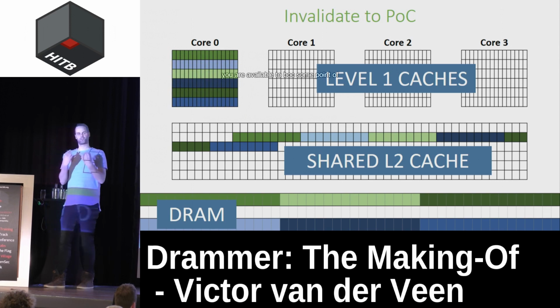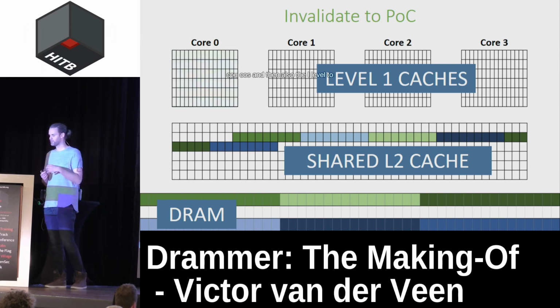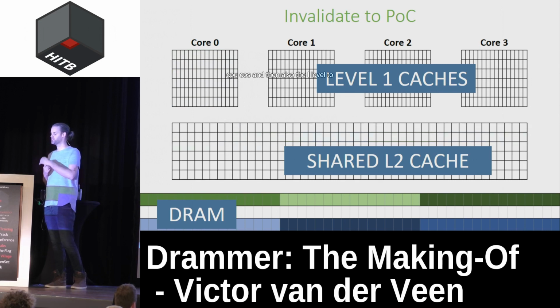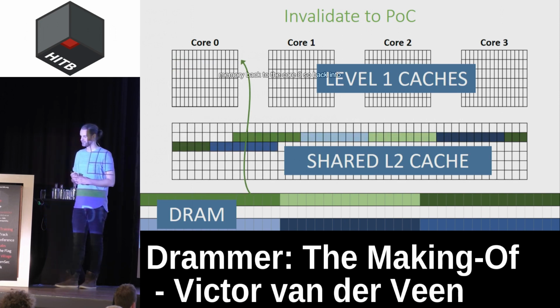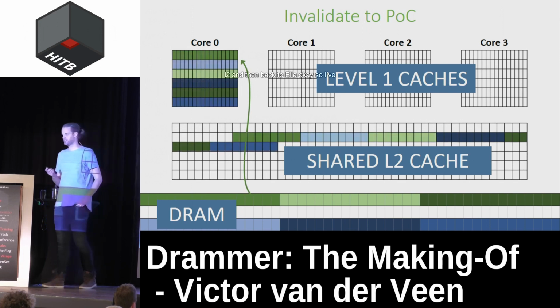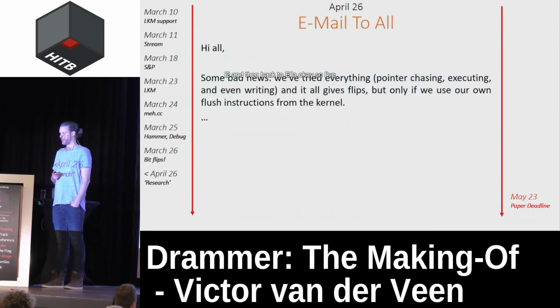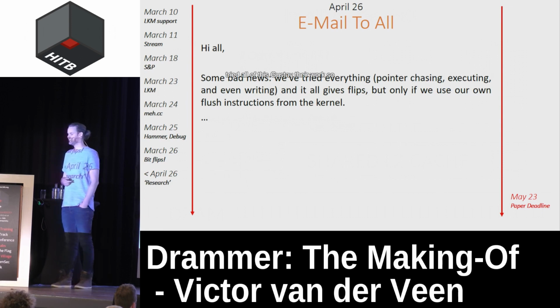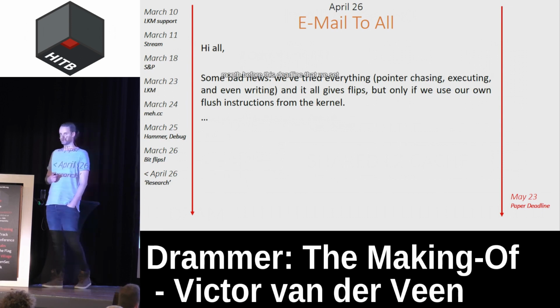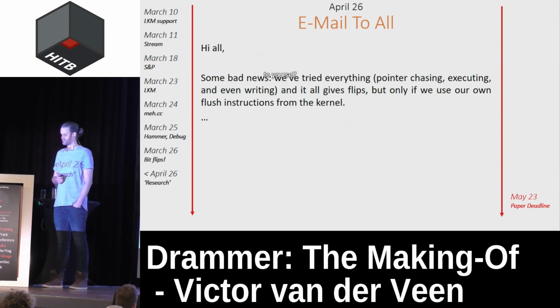Well, if you're evaluating to POC, so point of coherence, it's of course clear now. You flush the CPU cache, and then also the level 2 cache is flushed, and then you read back from memory back to the core 0. So back into L2, and then back to L1. Okay, so I tried all of this, cool stuff, didn't work. So April 26, it was a little bit less than a month before this deadline that we set to ourselves.